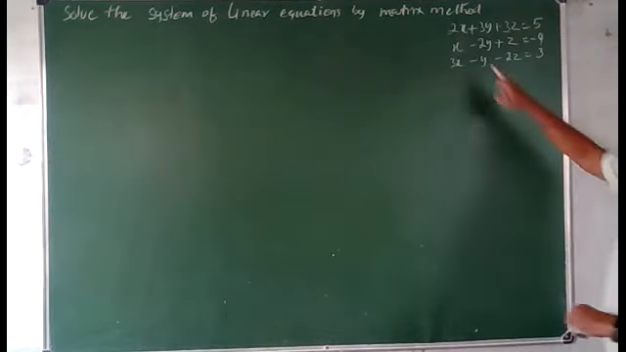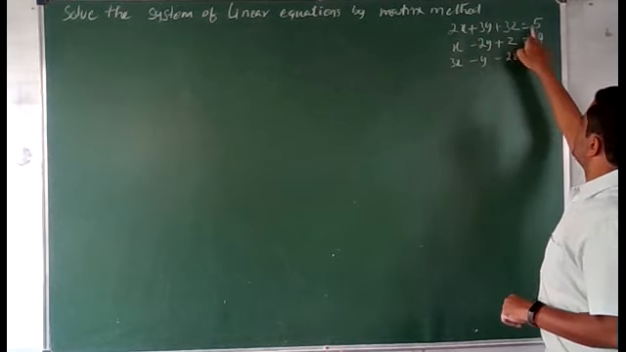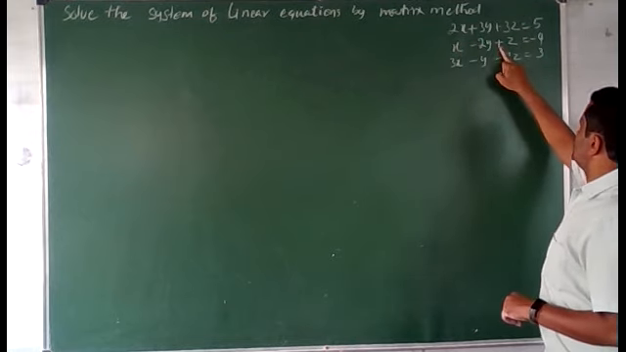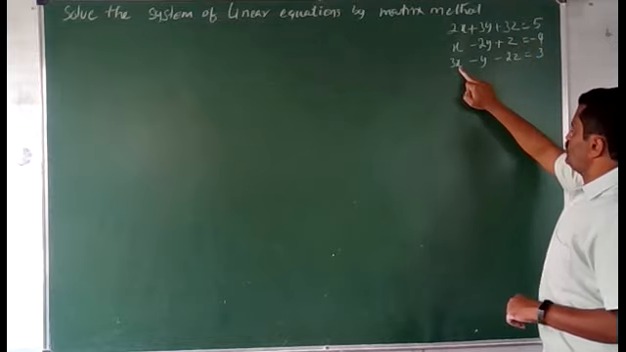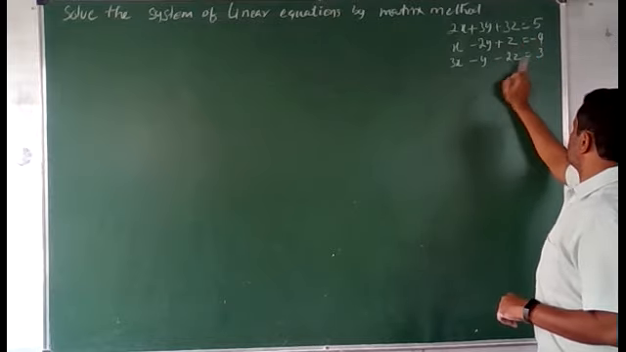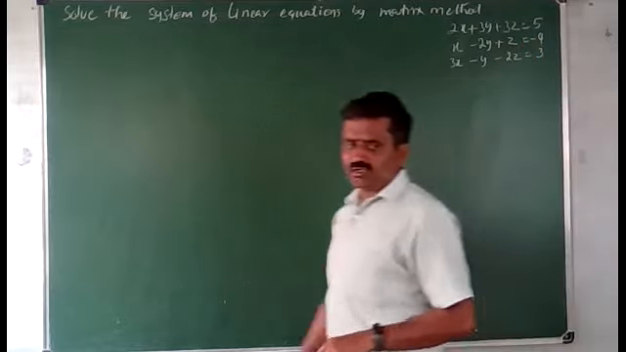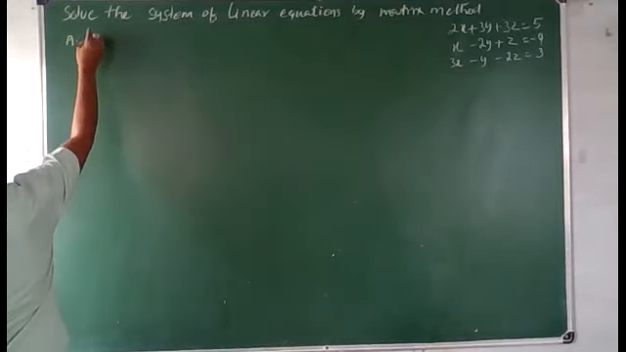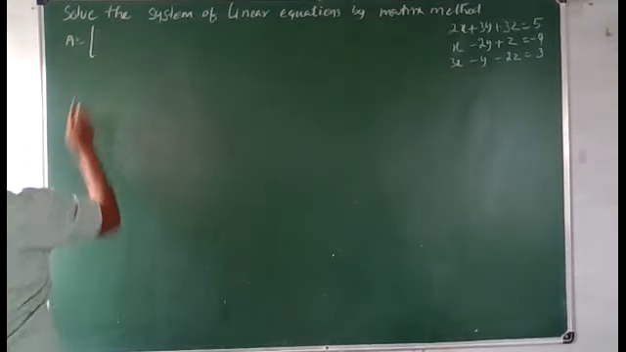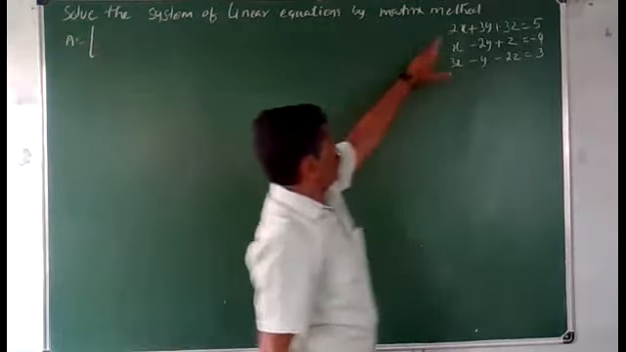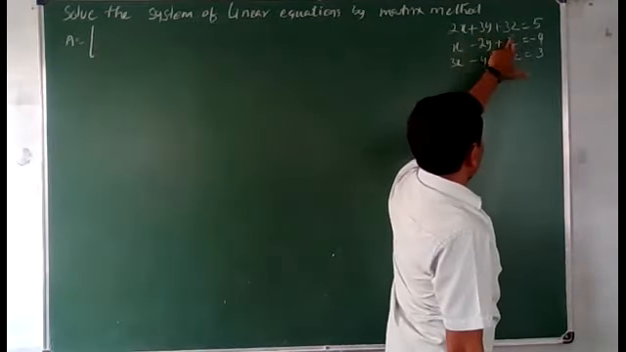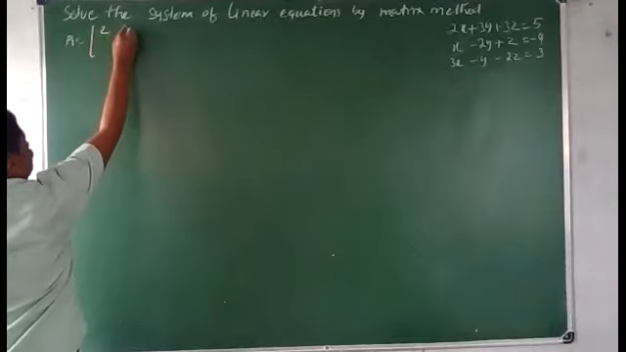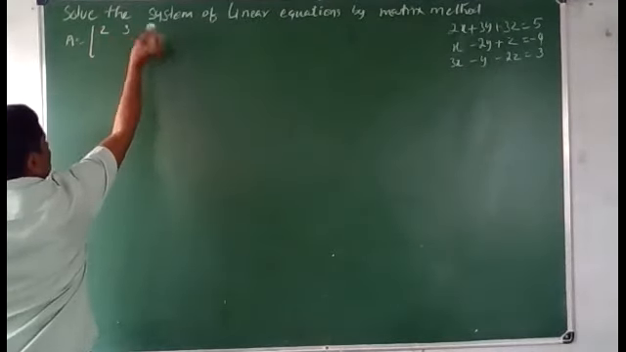Matrix method. We have 2x plus 3y plus 3z is equal to 5. x minus 2y plus z is equal to minus 4. 2x minus y minus 2z is equal to 3. So write the coefficient matrix. A is equal to the coefficient matrix: coefficient of x 2, coefficient of y 3, coefficient of z 3. That is 2, 3, 3.